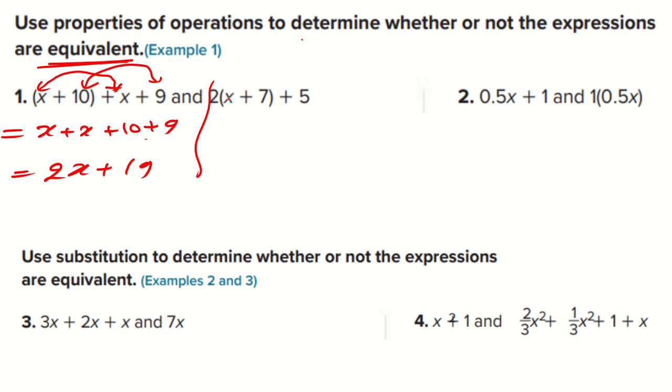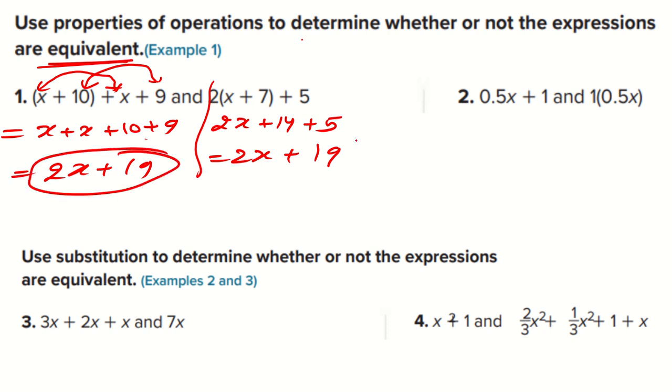Now let's do this one also. Here you see multiplication, so apply the distributive property. 2 multiply x plus 2 multiply 7 plus 5. So it is 2x plus 14 plus 5, 19. So you see these two answers are the same. So these two expressions are equivalent.